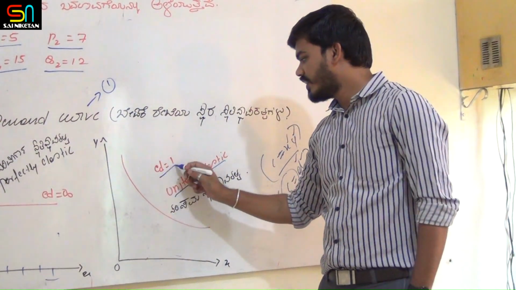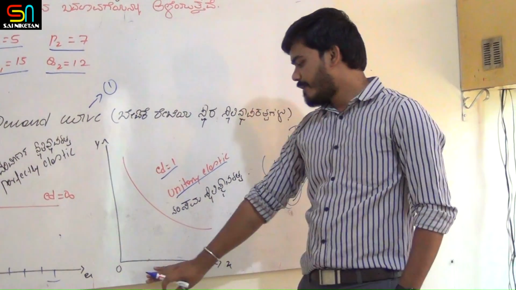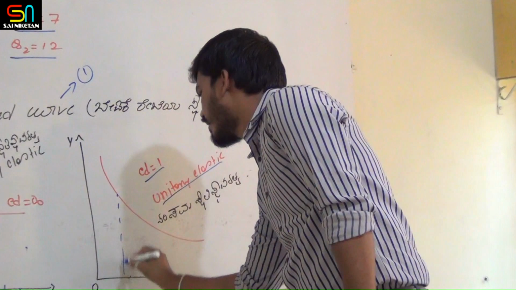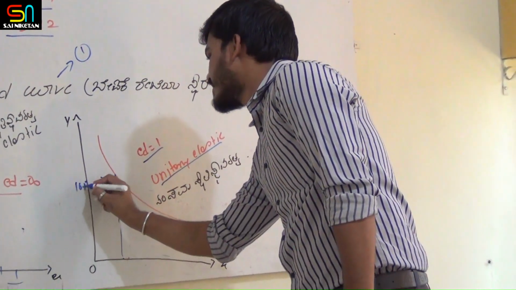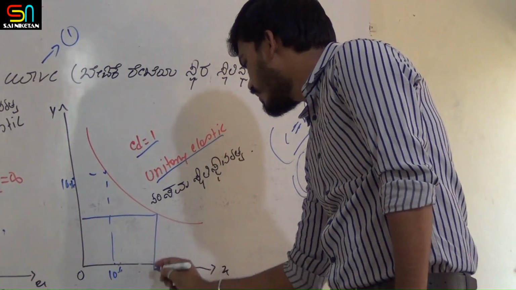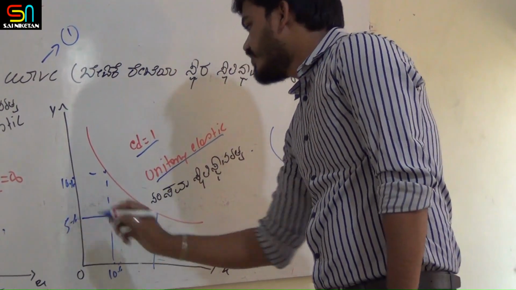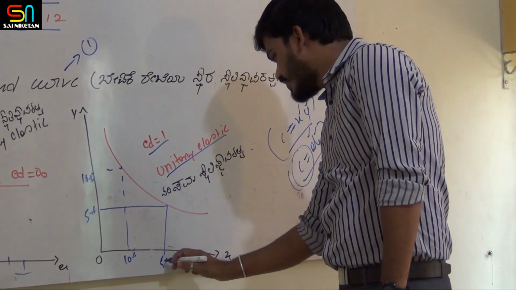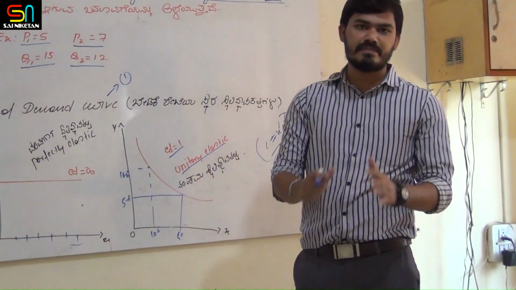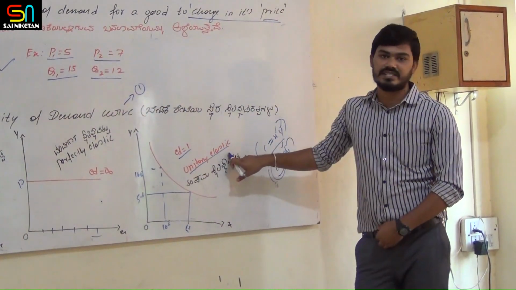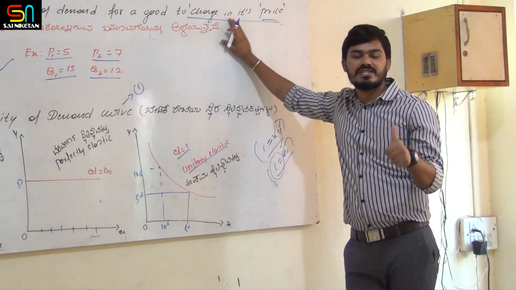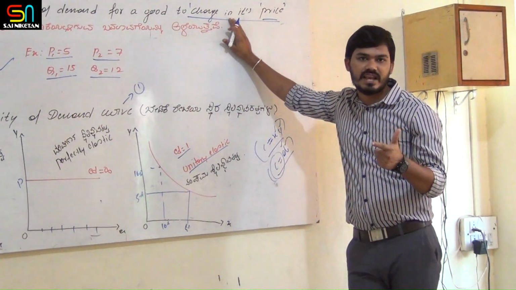Unitary elastic is nothing but ED equal to 1. Here there are the same percentage changes in the quantity demanded as well as the price level. For example, a 10% change in your price level brings a 10% change in your quantity demanded; a 5% change in your price level brings the same 5% change in your quantity demanded. That concept is called unitary elastic, so ED equal to 1. Again, remember, ED equal to 1 is unitary elastic.